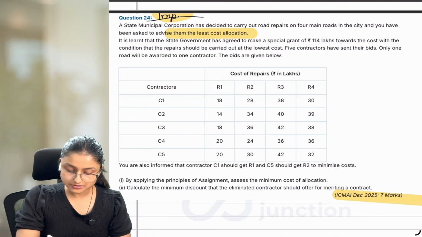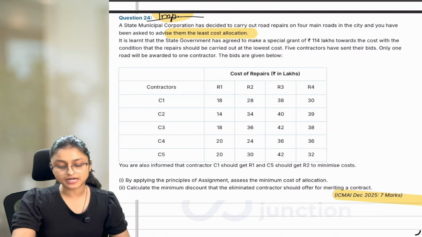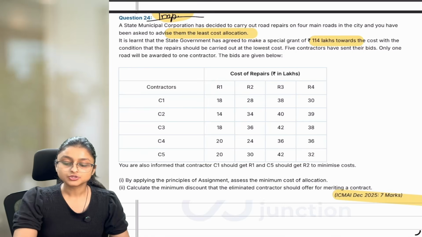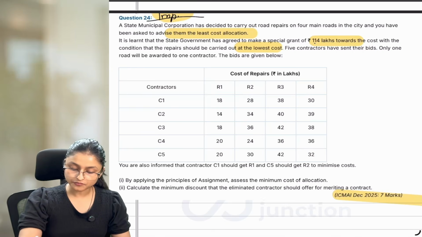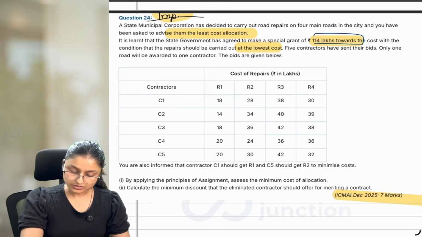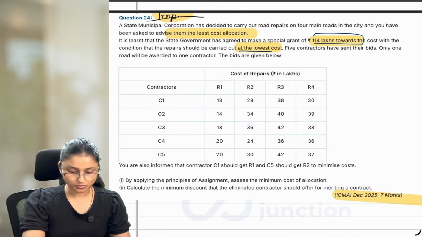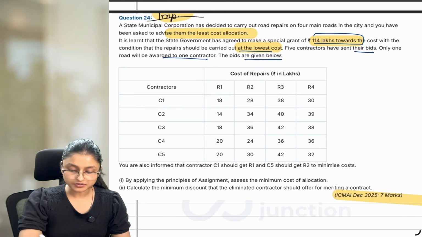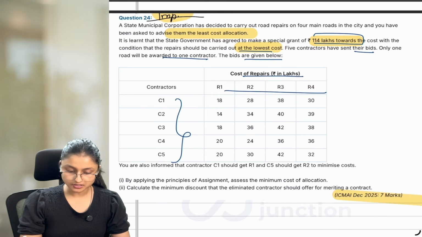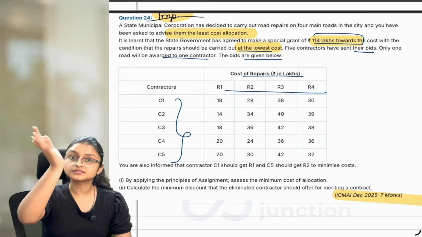It is learnt that the state government has agreed to make a special grant of 114 lakhs towards the cost, with the condition that the repair should be carried out at least at the lowest cost. So we are getting a grant of 114 lakhs for this repairs, but we have to make sure that the repair should be at lowest cost. 5 contractors have sent their bids. Only 1 road will be awarded to 1 contractor. The bids are given below. So cost of repairs is given for 4 roads and there are 5 contractors. So this is somewhat similar to the question above.